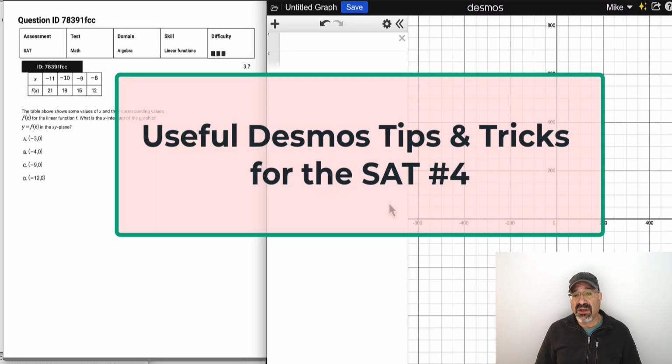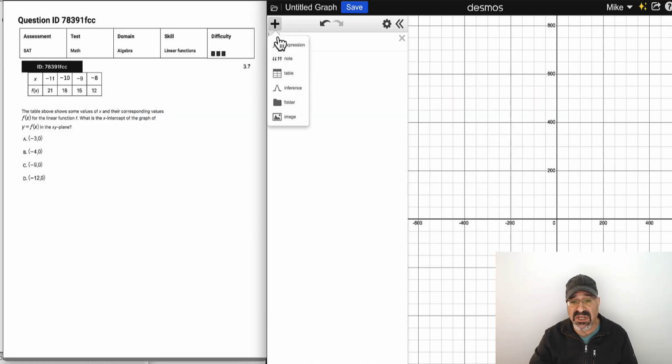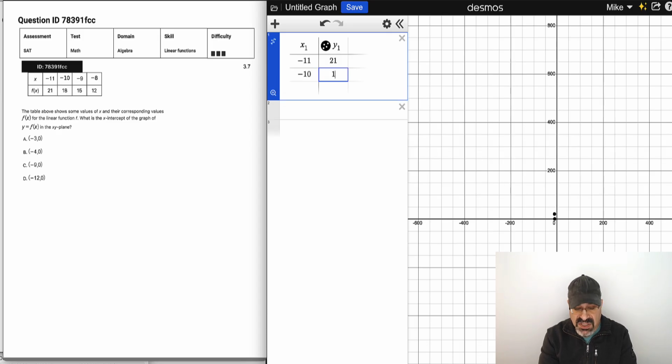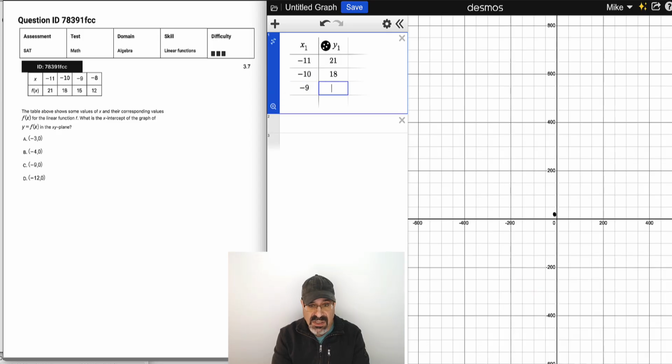Let's take a look at another SAT question. We can see that this question has a table in it. And our first instinct might be to go ahead into Desmos and add the table, right? Which you can do. And then you just go ahead and you put in your X value is -11 and your Y value is 21, -10, 18, -9, 15, and -8, 12.